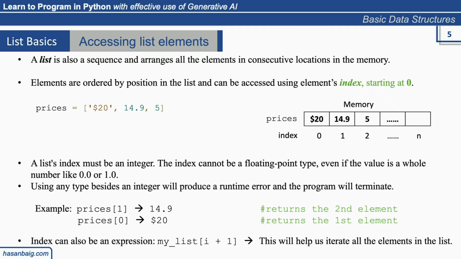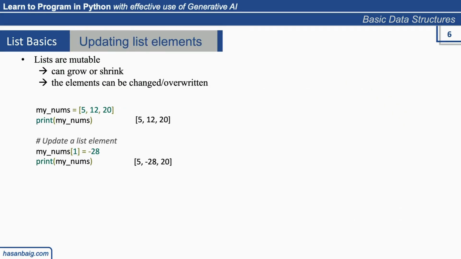All right, so we have discussed containers, we have discussed how to access the element. Now let's see how we can update the existing element. So first, lists are mutable. Mutable means we can delete the element, add the element, modify it. So the list size can grow or can shrink. There are some containers which are fixed once they are created. We cannot modify them, but list is not one of them.